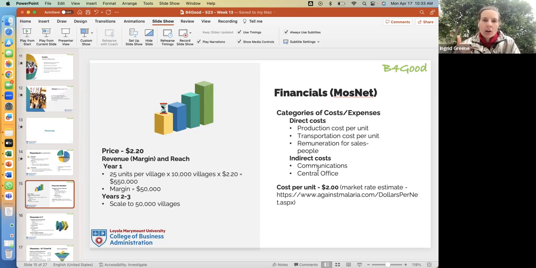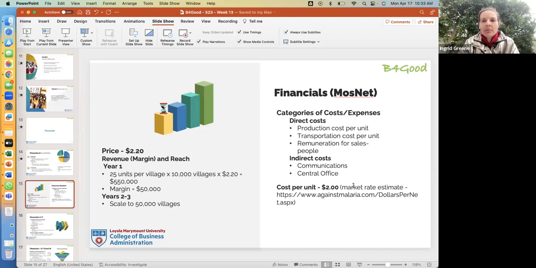You'll have some indirect costs, so your communications, that'll be your flyers or social media posts, etc., and your central office. Maybe you'll have some rent, and you'll be paying people to do a lot of those things in the main office. When you put numbers to all of these things, you come up with a cost per unit of $2.